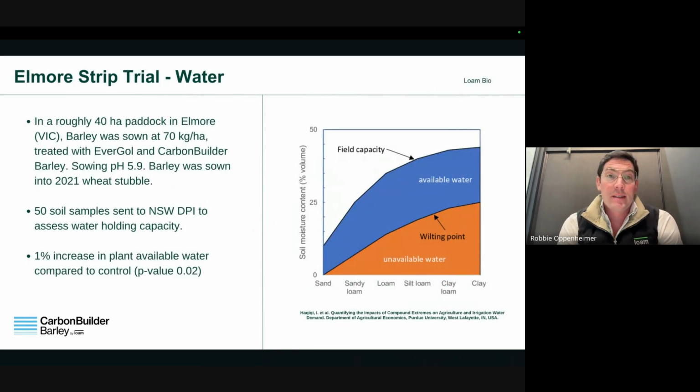Another way of looking at this is in same strip trial design, but looking at the ability of soil to hold on to water, not just for it to infiltrate. So same trial design, but in Victoria, 50 soil samples sent to the New South Wales DPI to assess water holding capacity.